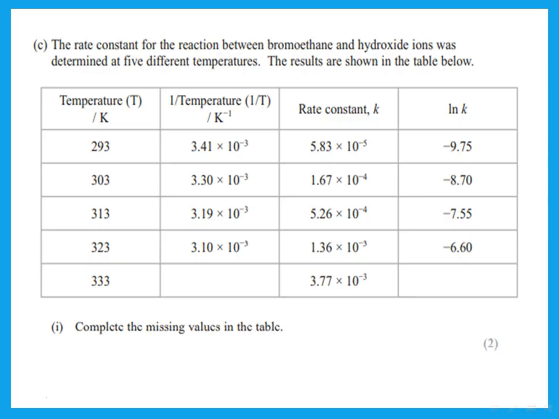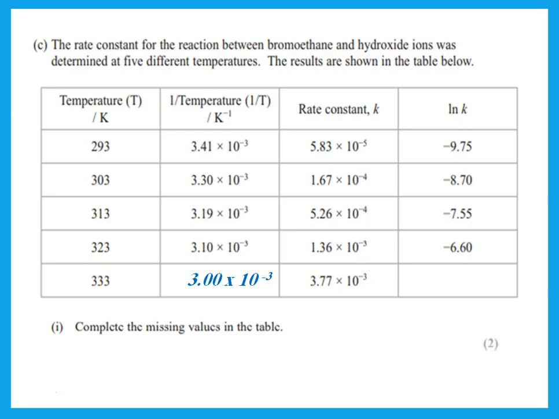The rate constant for the reaction between bromoethane and hydroxide ions was determined at 5 different temperatures. Here he's changing temperatures. Complete the missing values. So he wants you to calculate what is 1 over T for a temperature of 333 Kelvin. 1 over T, if you calculate it, comes out to that number. He gives me a rate constant K.